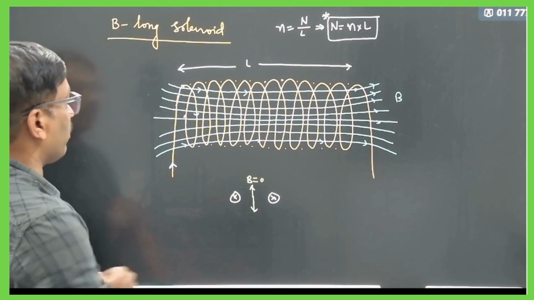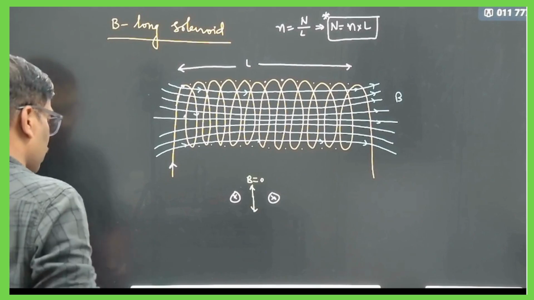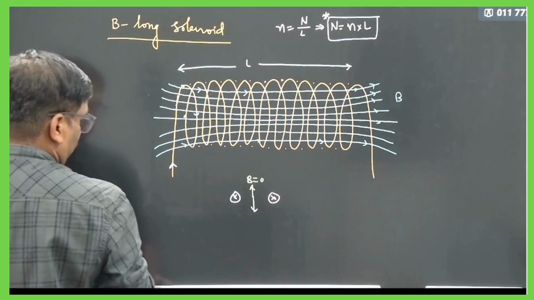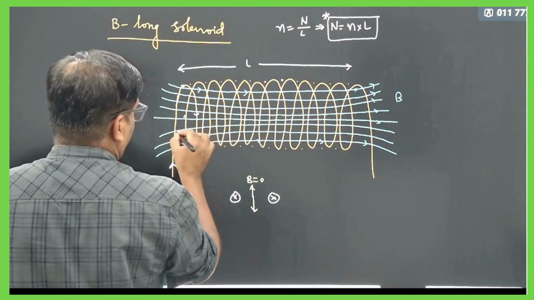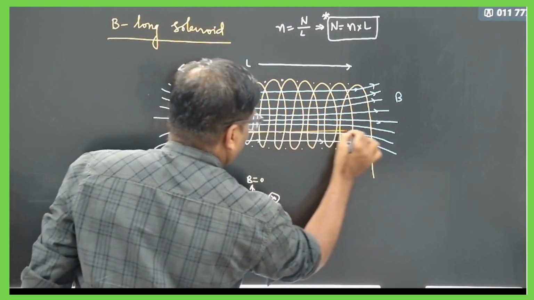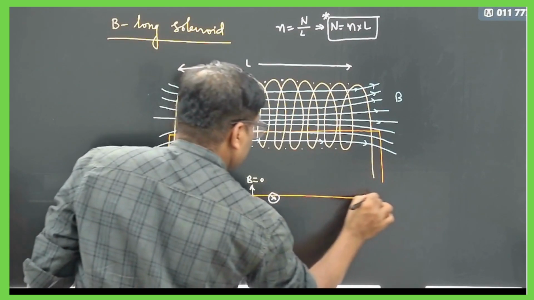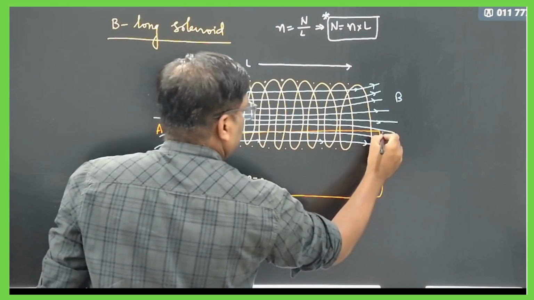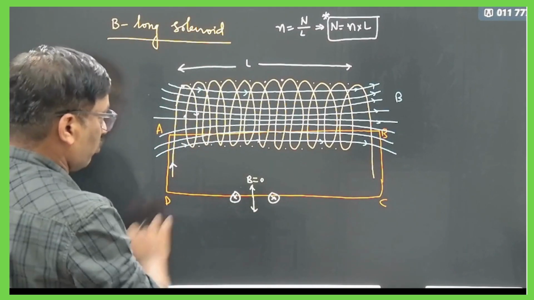This uniform magnetic field we want to calculate now. How to calculate it? Again we will use Ampere's law. So here I am going to consider one Ampere loop. This is one part of our Ampere loop that I am going to consider. So this is A, this is B, this is C, this is D. One loop I am considering.